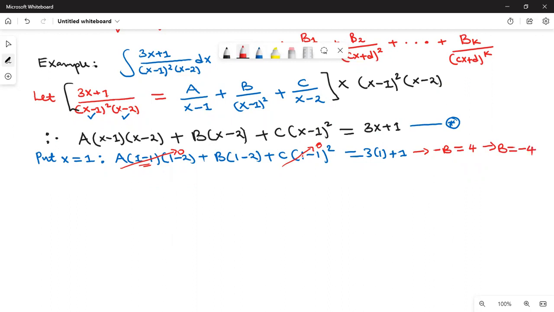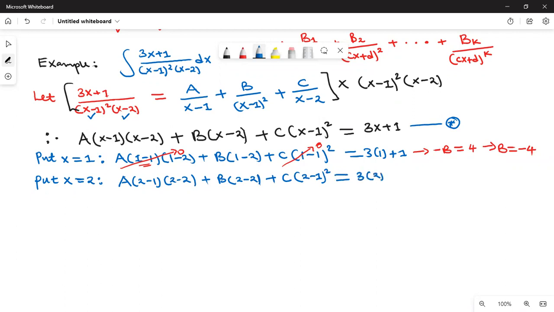Now, we still need to find the values of A and C. Choose any other value of x. If you can find another value that will eliminate some terms, then use it. Again, I cannot use 1 again. You realize that if I put x equals 2, we'll still eliminate some terms in that equation. So that means we'll have A into 2 minus 1, then times 2 minus 2, plus B into 2 minus 2, plus C into 2 minus 1 squared. That should give us 3 times 2 plus 1.